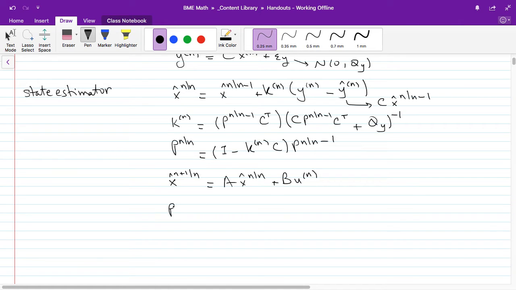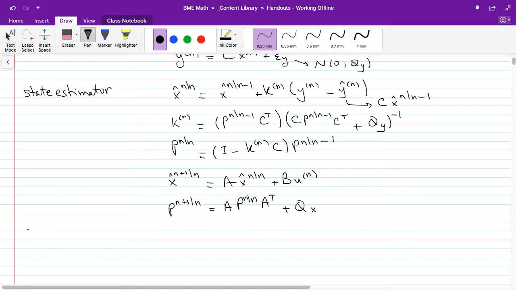And also update our uncertainty. Okay, so that's our state estimator.